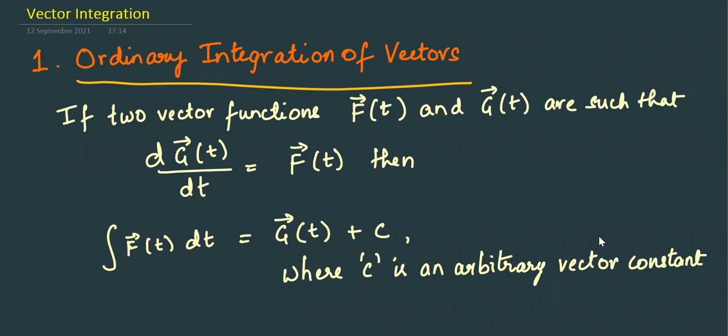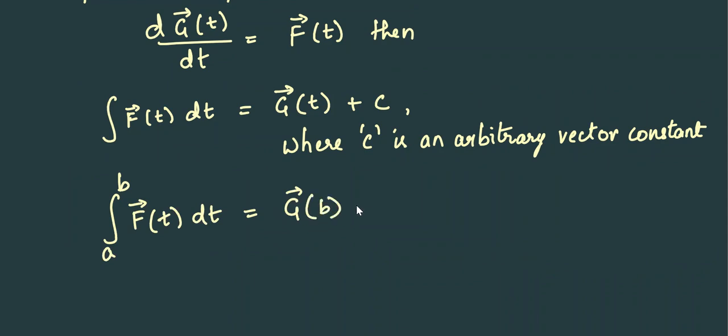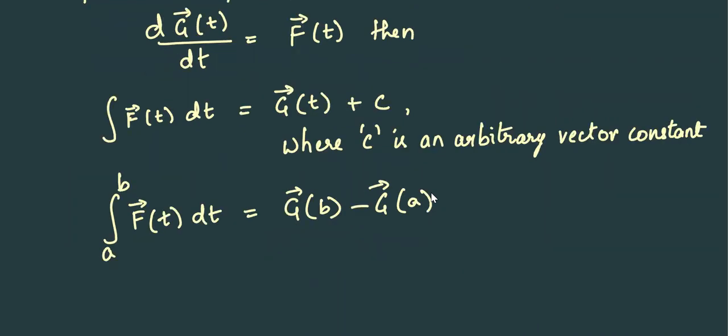Okay. So now, if we do a definite integral, if this is definite integral like this, then the antiderivative substituted by the upper limit minus the antiderivative substituted by lower limit. So this is ordinary integration of vectors, direct integration.